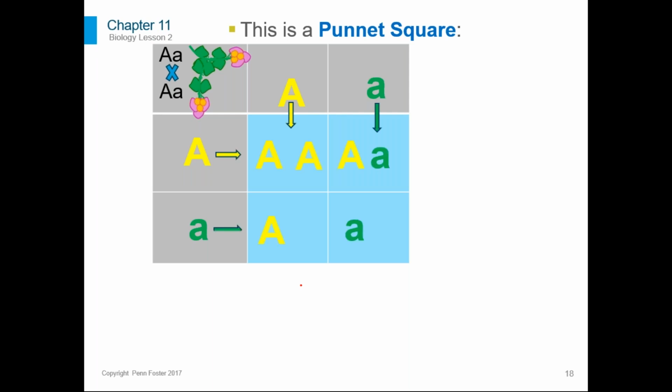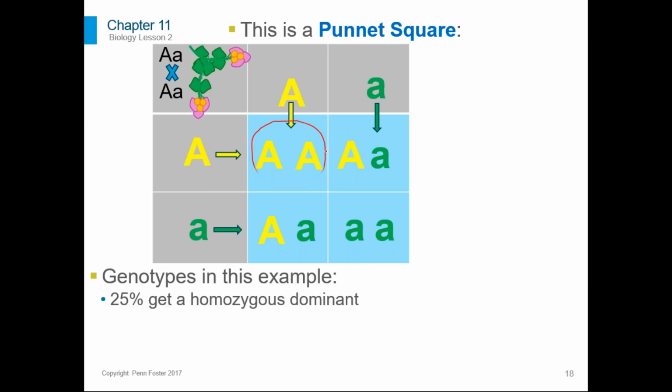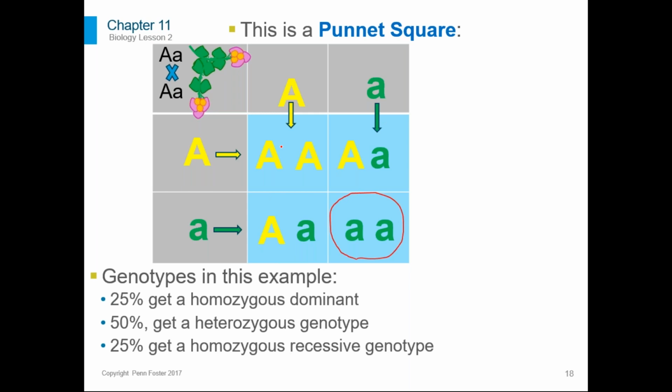1 out of 4 of the offspring will get a homozygous dominant genotype. Okay, so 1 out of 4 will have that genotype. Four squares of offspring, only one of them was homozygous dominant. 2 out of 4, or 50%, will be heterozygous, and 1 out of 4 will be homozygous recessive.